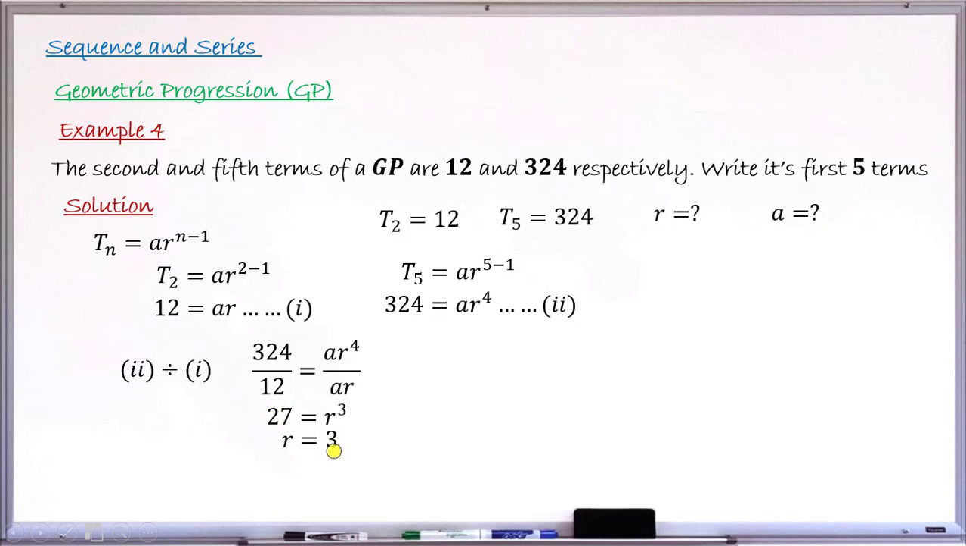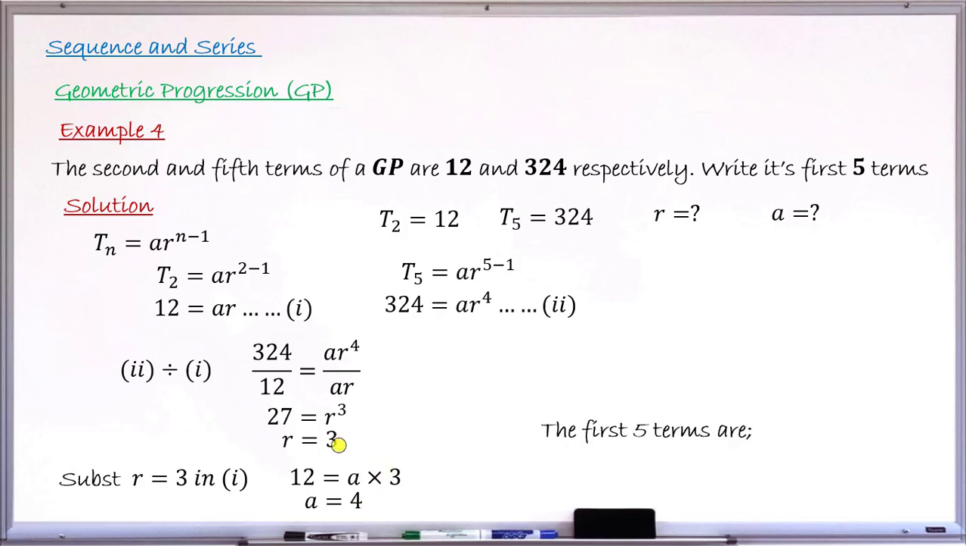So what I'm going to do next is to substitute this value of R, 3, in any of the equations to obtain your first term, that is A. So substituting R equals 3 in equation 1: 12 equals A times R. So I'm going to have 12 equals A times 3. I have replaced the R by 3. A times 3 gives you 3A, and dividing both sides by 3, you now have A equals 4. So your first term is 4 and your common ratio is 3.